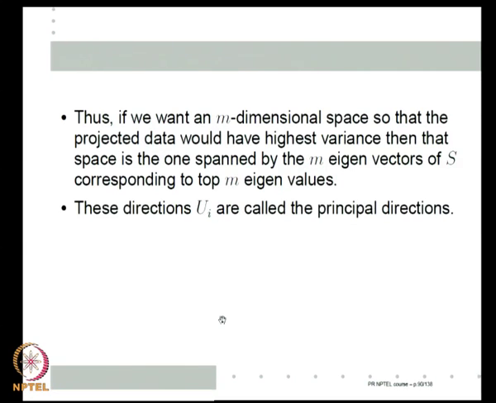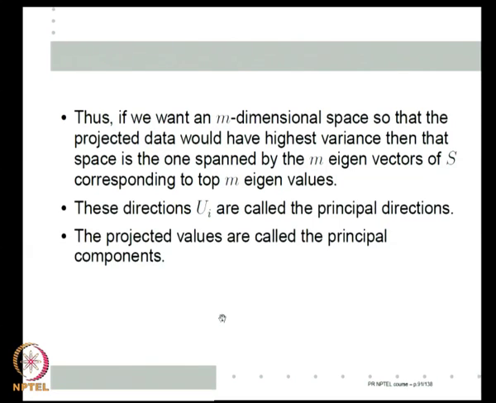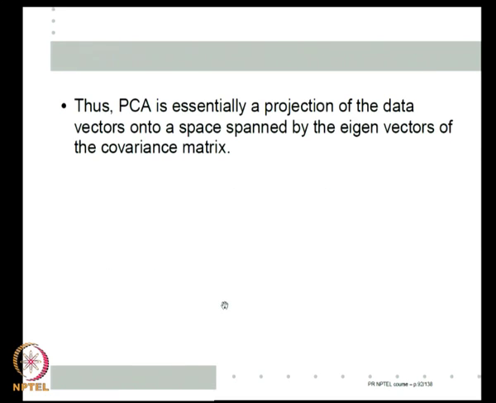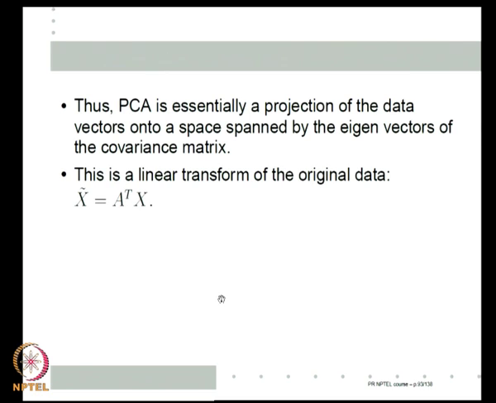These directions u_i are called the principal directions, and the projected values u_i transpose x and so on are called the principal components. That is why this entire way of finding it is called principal component analysis. So, to sum up, PCA is essentially a projection of the data vectors onto a space spanned by the eigenvectors of the covariance matrix.